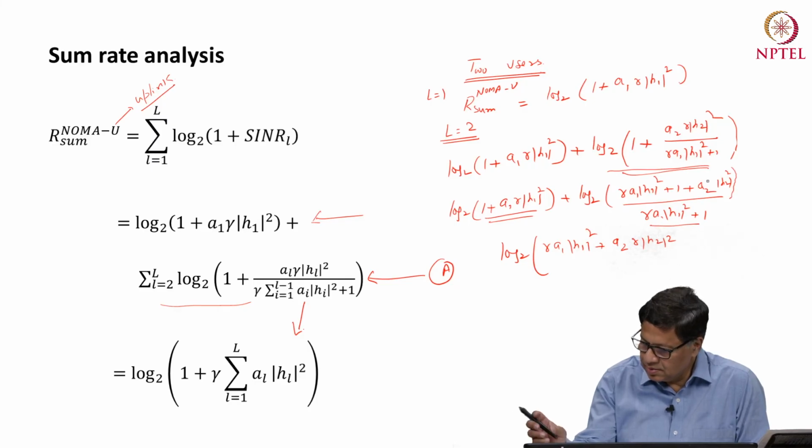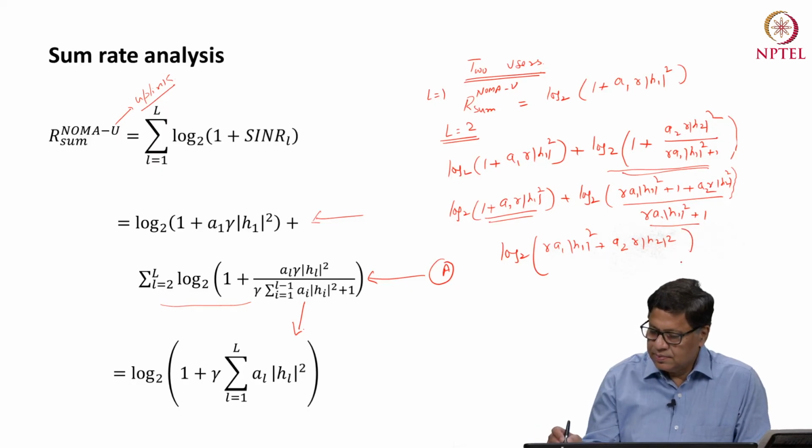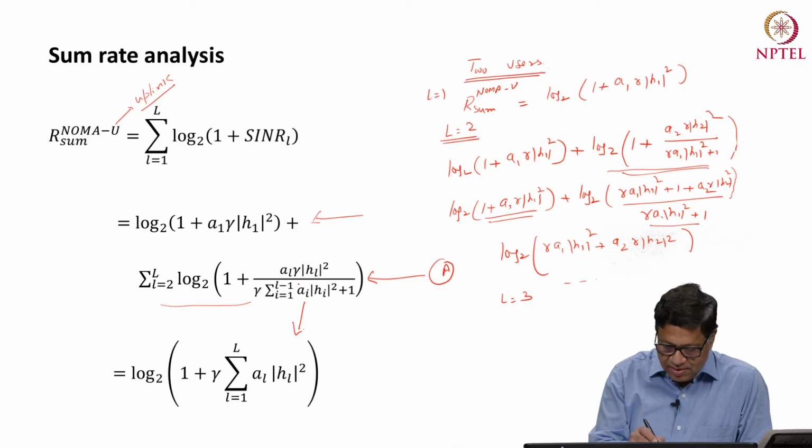This is gamma. So if I extend the logic for L equal to 3 users, you will have one more term, which is A3 gamma mod S3 mod square, and so on and so forth. So basically, if you want to solve this, then you will get gamma summation of AL HL mod square. So this is how this has been solved.